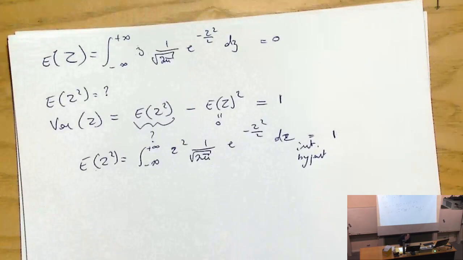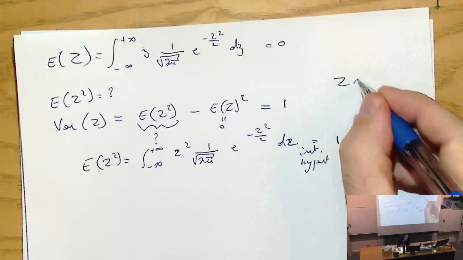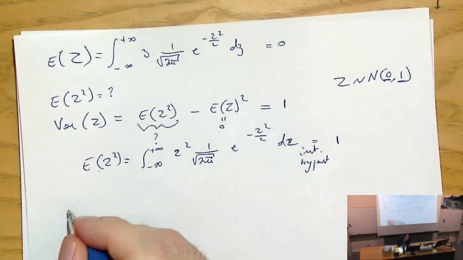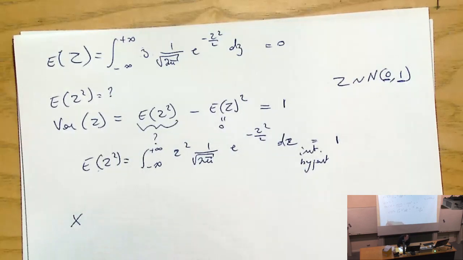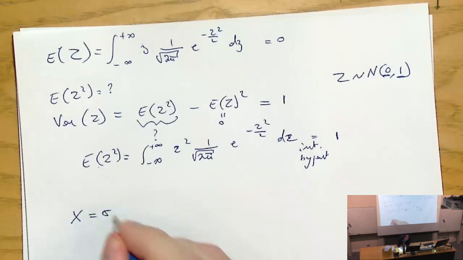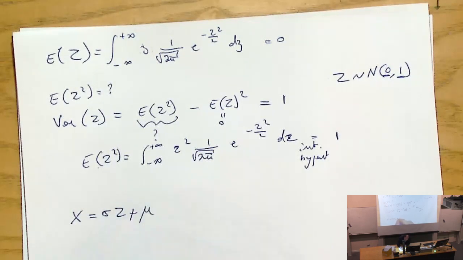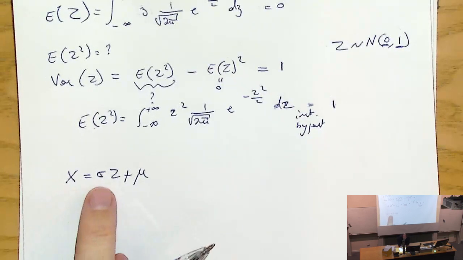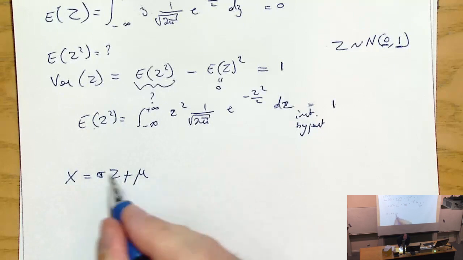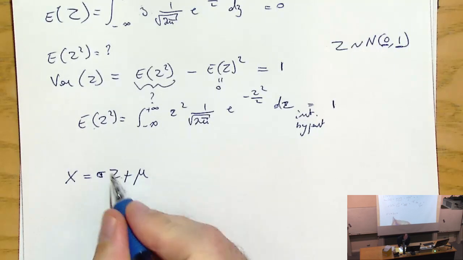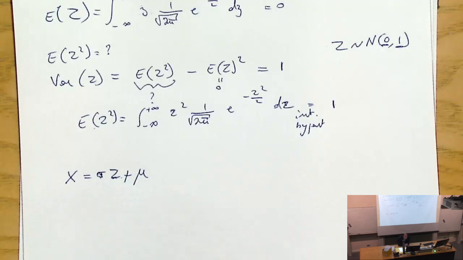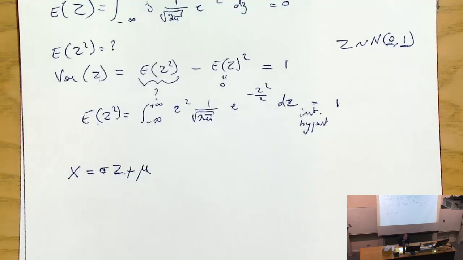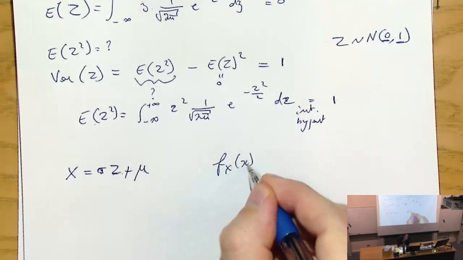So this is about Z, which is normal with mean 0 and variance equal to 1. What if you have X equal to sigma Z plus mu? So if we write X as sigma Z plus mu, I take a standard normal random variable, I multiply by the standard deviation, and I add the mean. What do we get? What is the PDF of X?